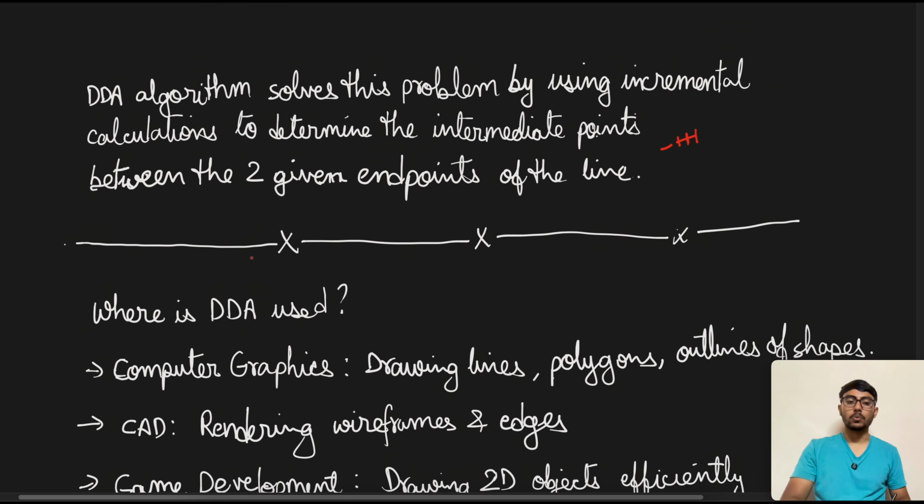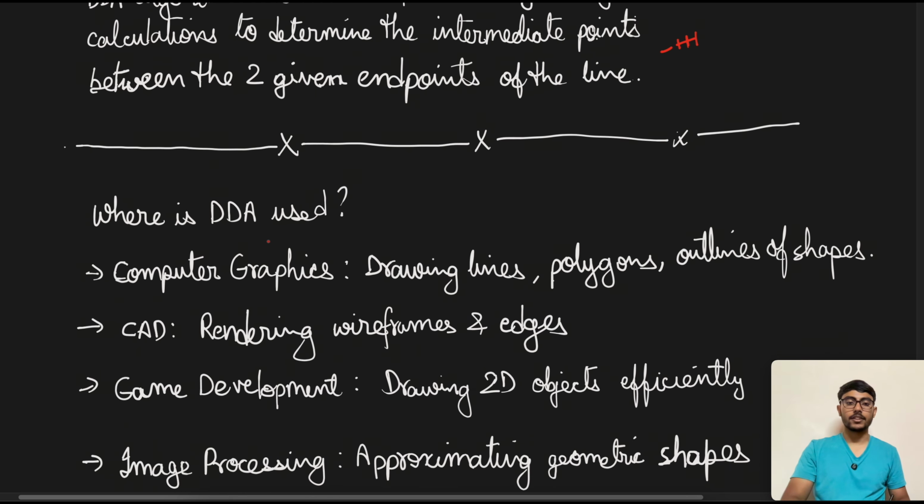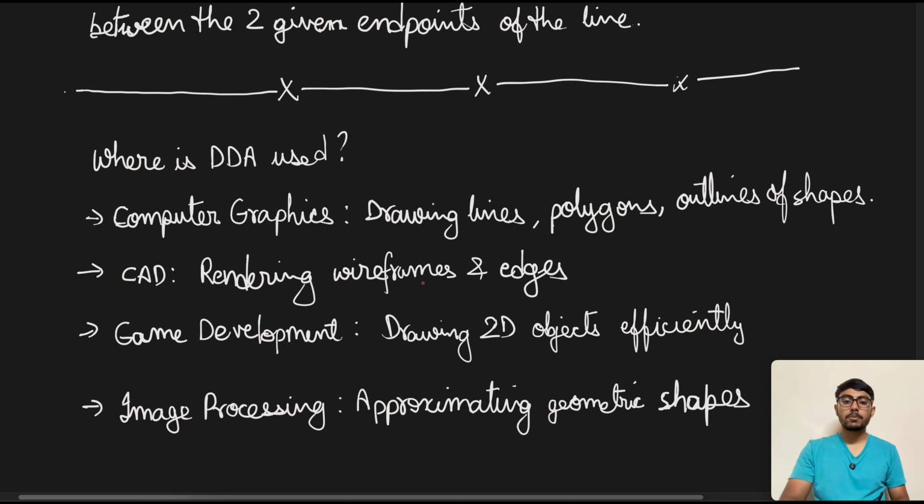Where is DDA used, right? So what are its applications? So DDA is used in computer graphics, as we are going to see, drawing lines, polygons and outlines for shapes. CAD, computer aided design, rendering wireframes and edges. This is quite popular. Game development, drawing 2D objects efficiently. Image processing, approximating geometric shapes. There are many others, but most importantly, in the industry, these four are kind of trending.